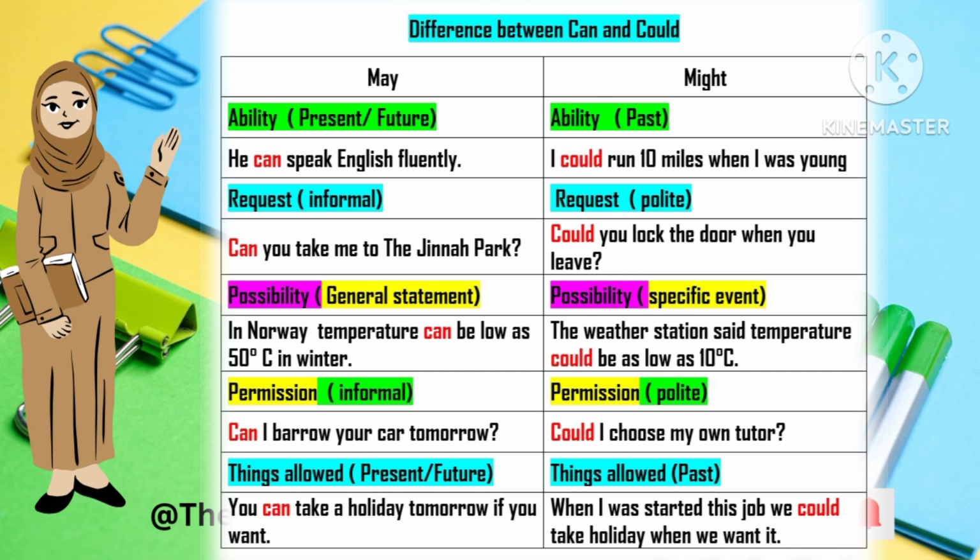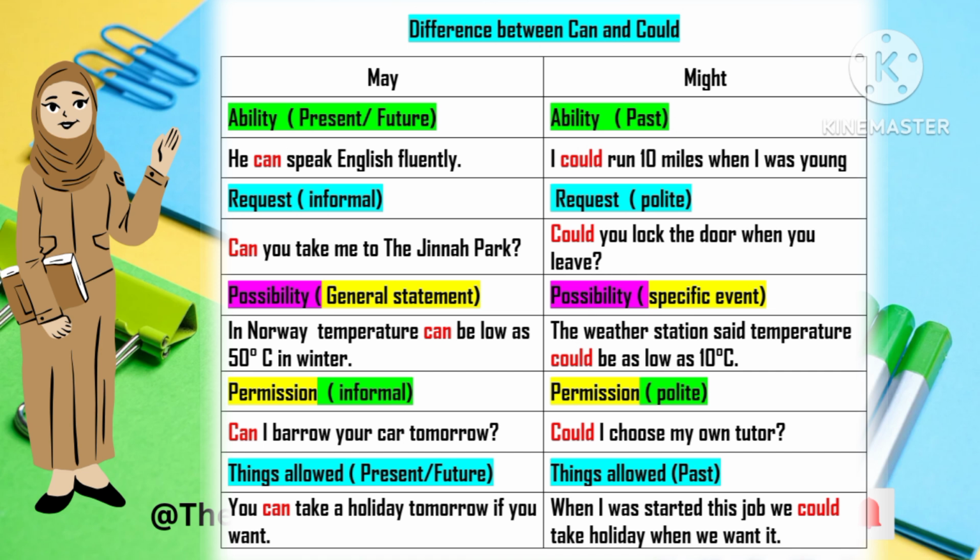Okay, next one is could. Could is used in the past tense. Number 1 is ability, which is shown in the past tense. I could run 10 miles when I was young. It is about telling about his past, that when he was young he could run 10 miles. It is his or her ability.